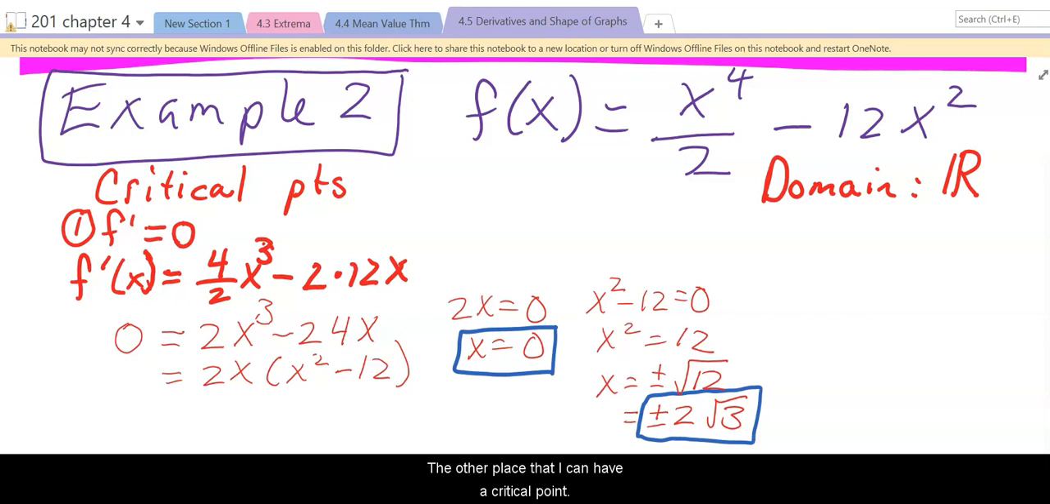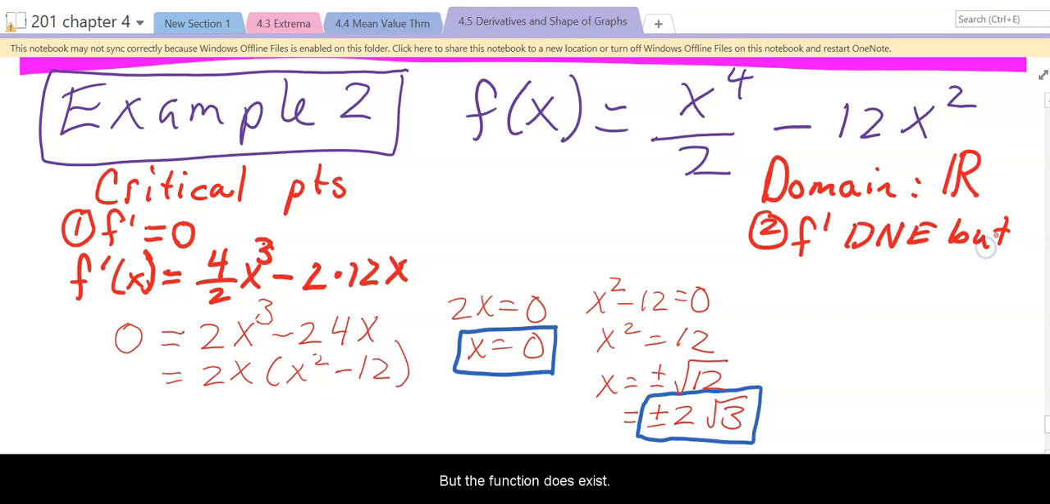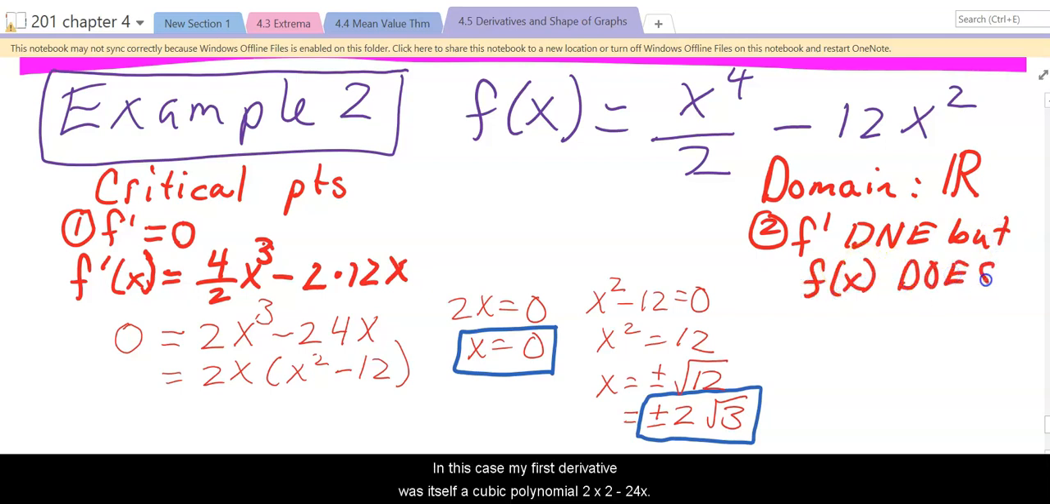The other place that I could have a critical point would be when the first derivative does not exist, but the function does exist. In this case, my first derivative was itself a cubic polynomial, 2x cubed minus 24x. It is defined for all real numbers, so there is no place where the first derivative does not exist, but the function does. That gives me no additional critical points.